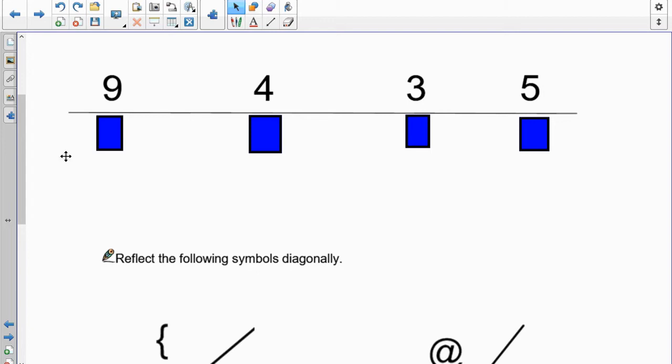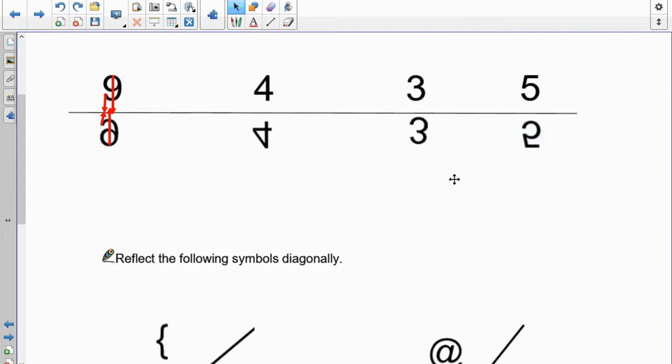Okay, so 9 would look like this. Remember, the points all match up. From this point to the line is the same as this point to the line, and they meet at 90 degrees. The middle and the middle meet at 90 degrees, and they're the same distance. The 4 should look like that. Your 3 looks like that, and your 5 looks like that.